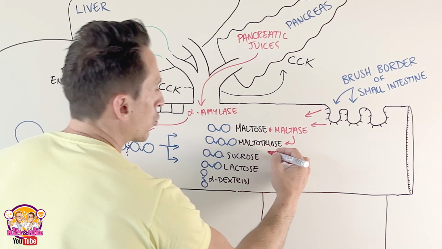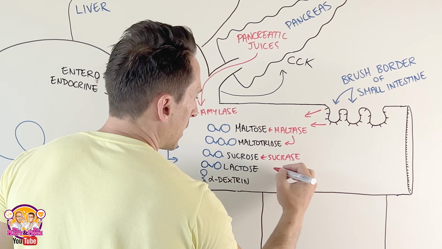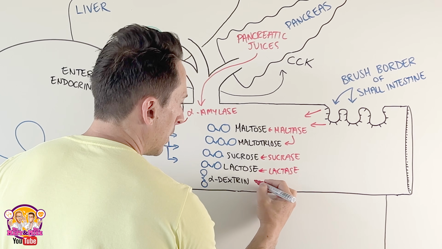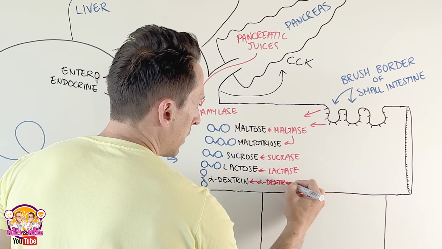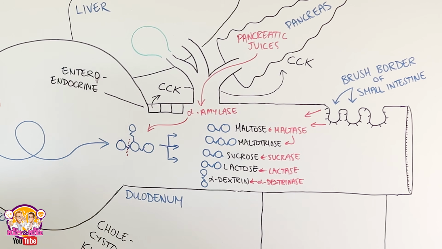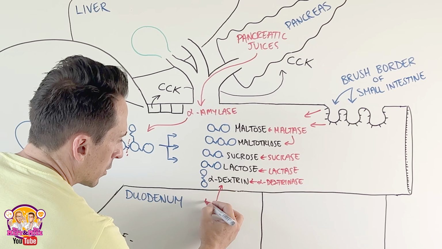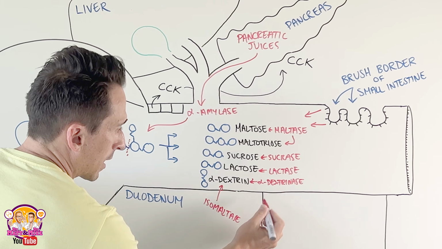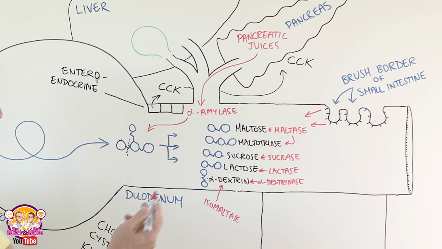Perfect. Sucrase breaks down sucrose. Lactase breaks down lactose. And alpha-dextrinase breaks down alpha-dextrin. Sometimes it's also referred to as isomaltase. So if you see that in your textbook, know that it's the same thing as alpha-dextrinase. It breaks the alpha 1-to-6 glycosidic bond.